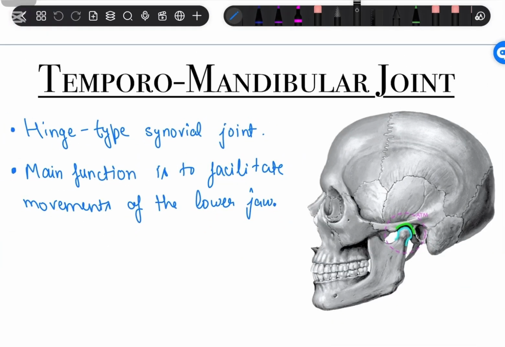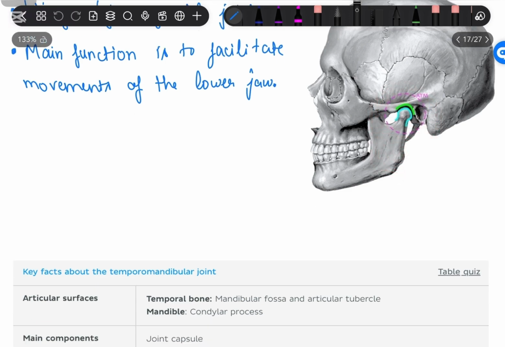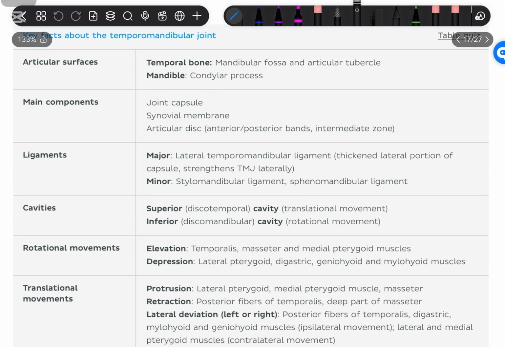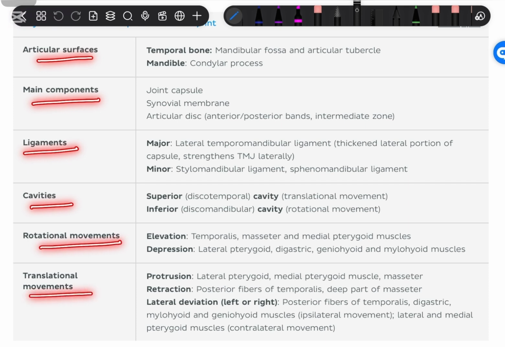Now, moving forward, we will talk about the temporomandibular joint, that is TMJ. It is a hinge type of synovial joint, and its main function is to facilitate movements of the lower jaw. In this diagram, you can see the temporomandibular joint, which is present between the temporal bone and the mandible. Now, we have different points about the temporomandibular joint. We will read about articular surfaces, main components, ligaments, cavities, rotational movements, and the translational movements.